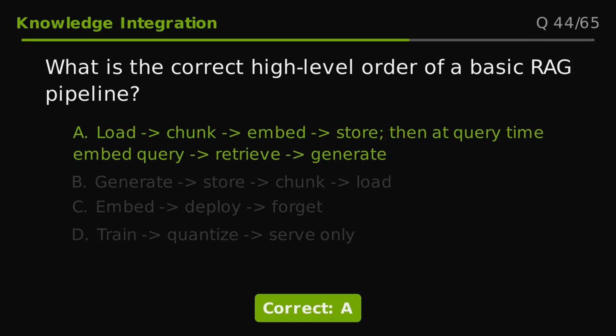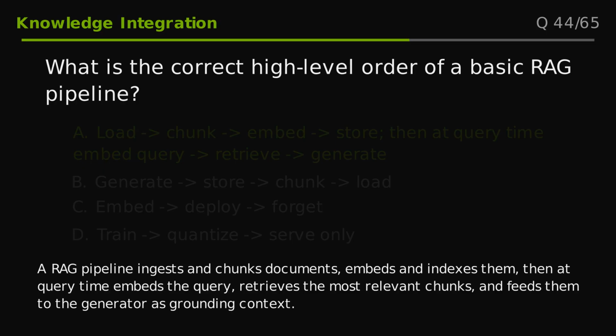The correct answer is A. A RAG pipeline ingests and chunks documents, embeds and indexes them, then at query time embeds the query, retrieves the most relevant chunks, and feeds them to the generator as grounding context.